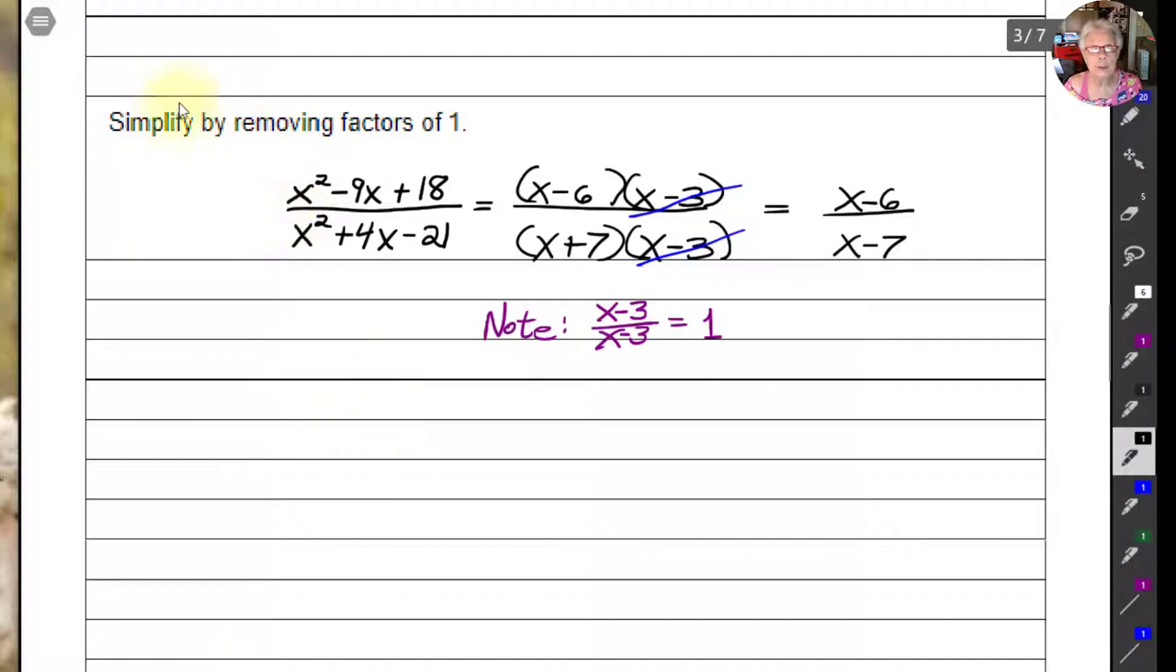Okay, now we're going to simplify again. We're going to factor x squared minus 9x plus 18 over x squared plus 4x minus 21. That will give me x minus 6 times x minus 3 over x plus 7 times x minus 3. X minus 3 over x minus 3 is 1. So I'm left with x minus 6 over x plus 7.